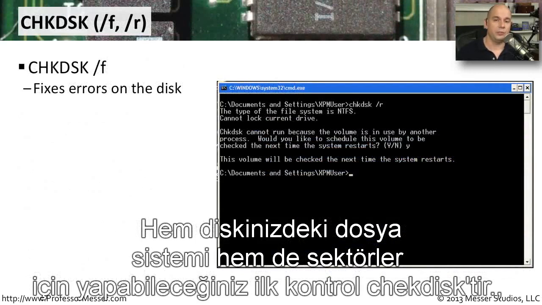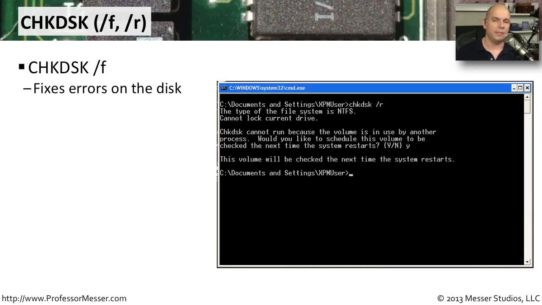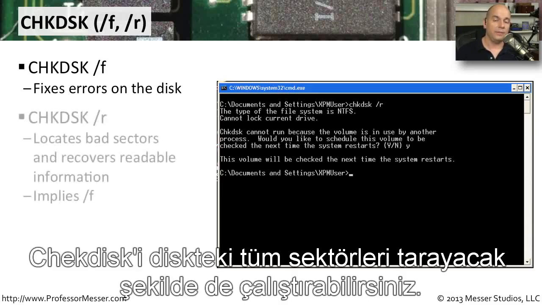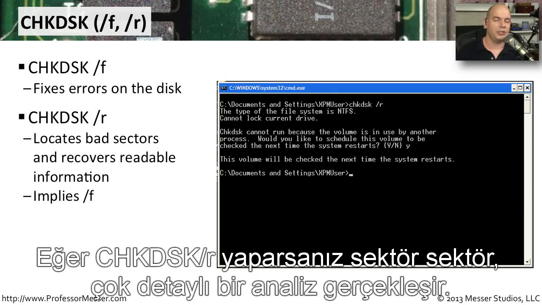One of the first checks you can do to both the file system and to the sectors on the drive is to run a check disk. From the command line, it's chkdsk, and if you use the /f, it will find any problems with the file system and it will correct those. You can also have check disk look at all of the sectors on the disk, and if it finds something to try to recover, it will find that data and move it to a better part of the drive. If you do check disk /r, it goes through that very detailed sector by sector analysis.